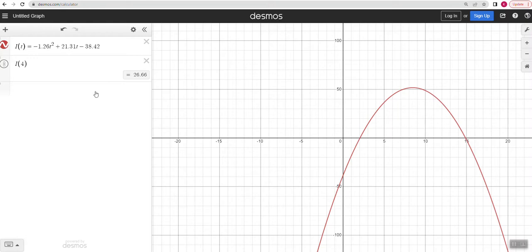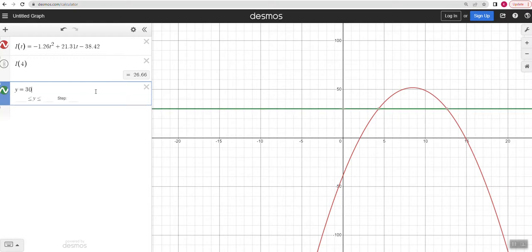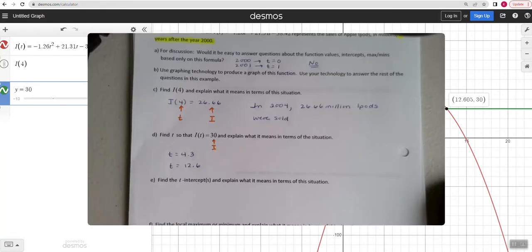But if I want any more precise values, remember that I can just add the line y equals 30. And that will allow me to specifically pick the points that give an output of 30. So I'm getting t equals 4.3 approximately, and t equals about 12.6. So I just jotted those values down.